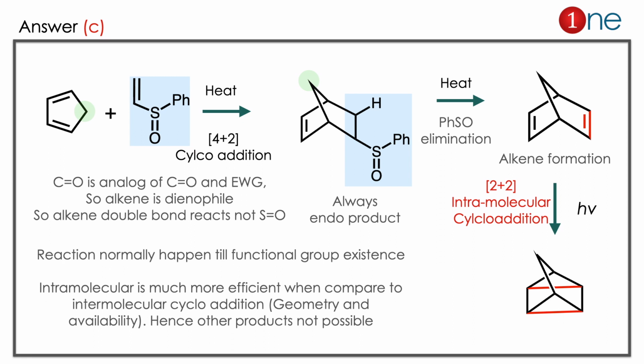Here you have to know that a reaction will normally occur as long as the functional groups are available. The functional groups should vanish, otherwise the reaction will continue. Here functional groups are there, so the reaction continued until saturation. Here intramolecular cycloaddition is more efficient when compared to intermolecular cycloaddition. Why? Because of geometry and availability. Hence the other product is not possible there.